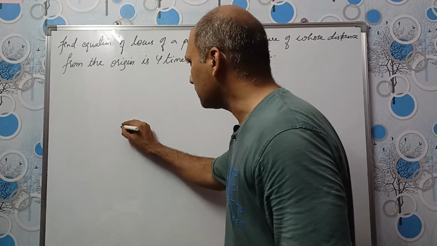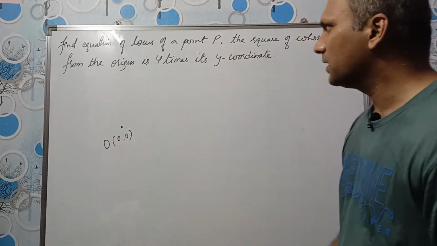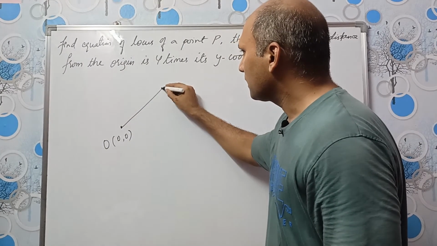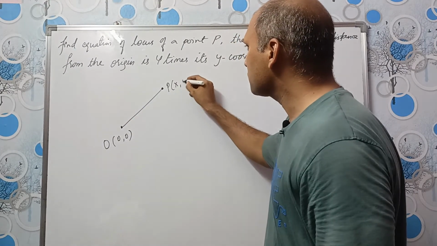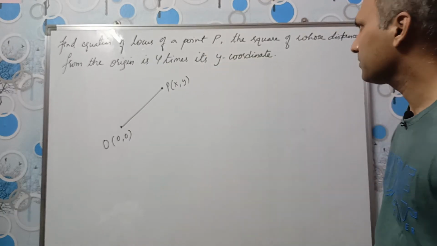See, there is an origin here. Let us say 0, comma 0. Of course, origin will be 0, comma 0, right? Okay. And there is a point P, x comma y. Let the point P be x comma y.